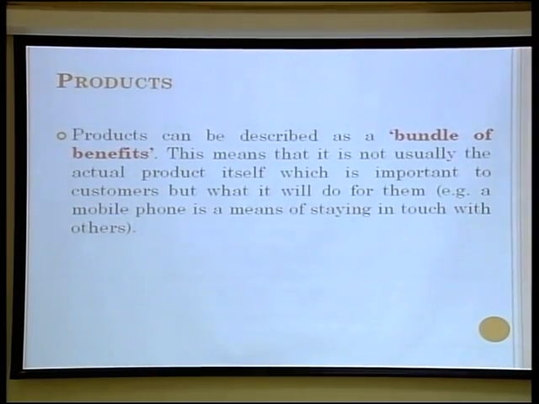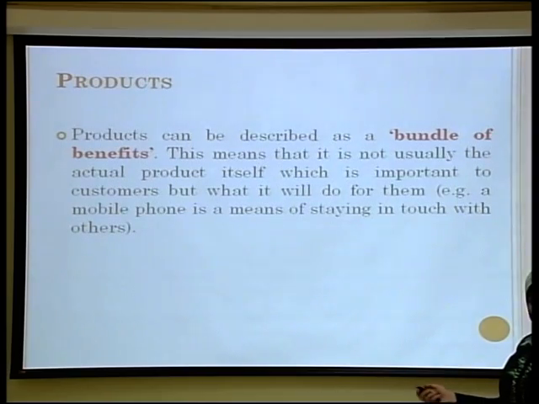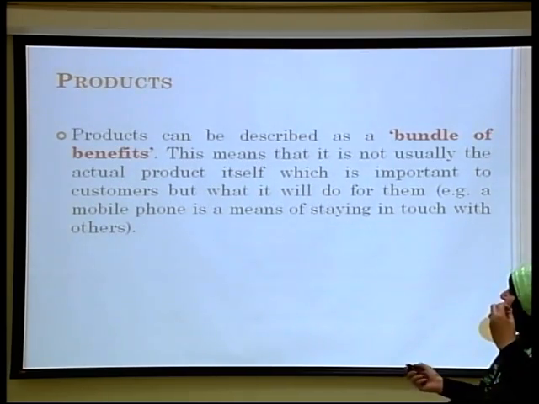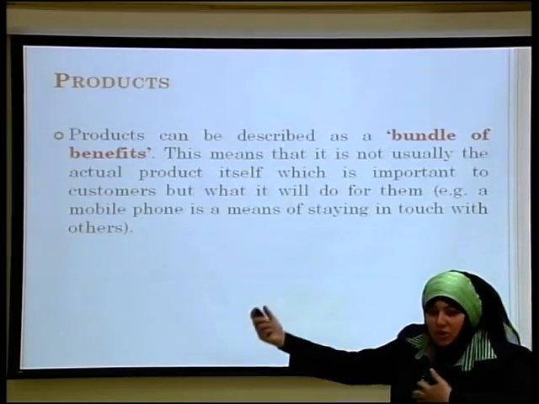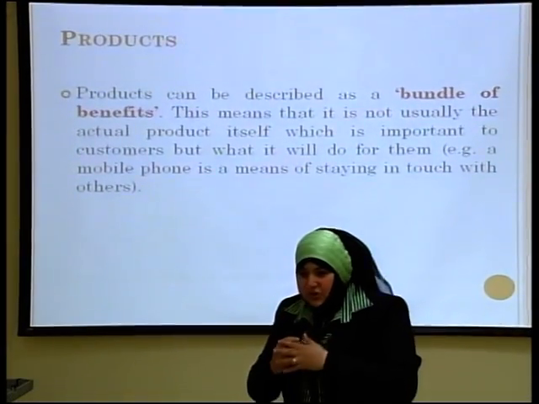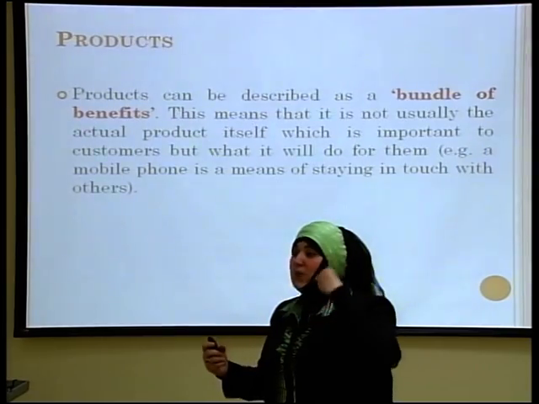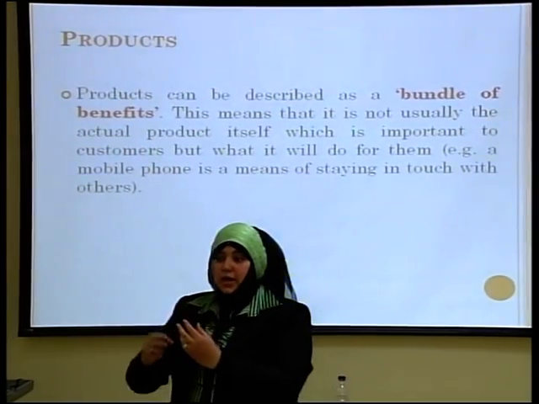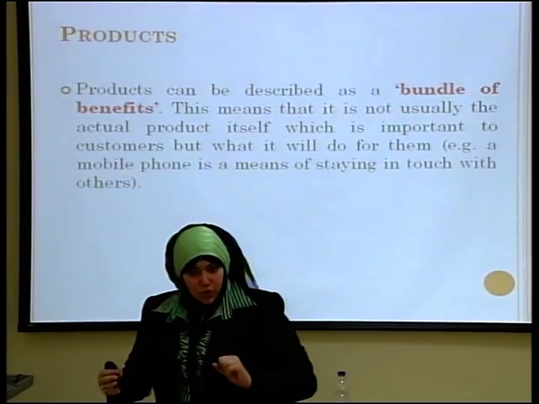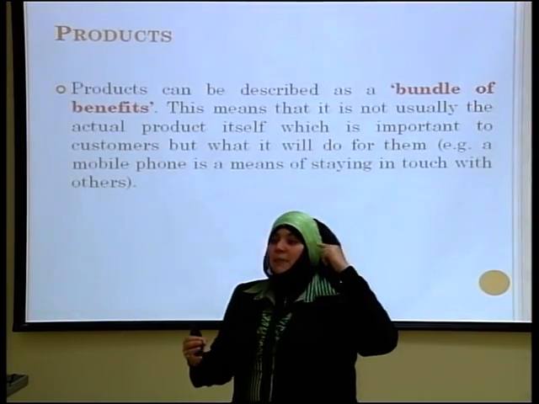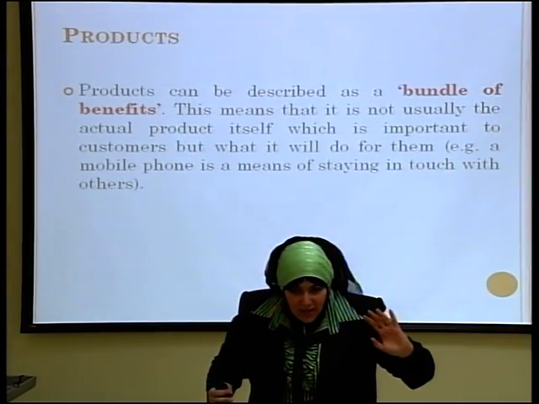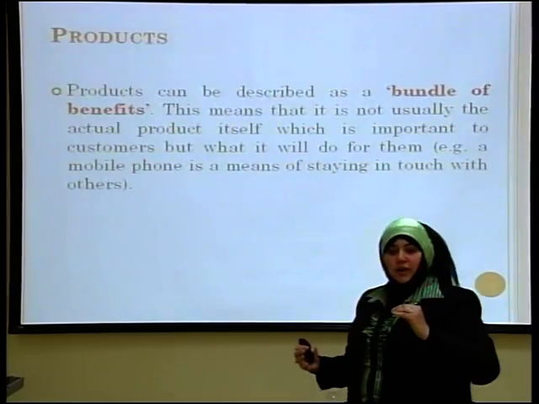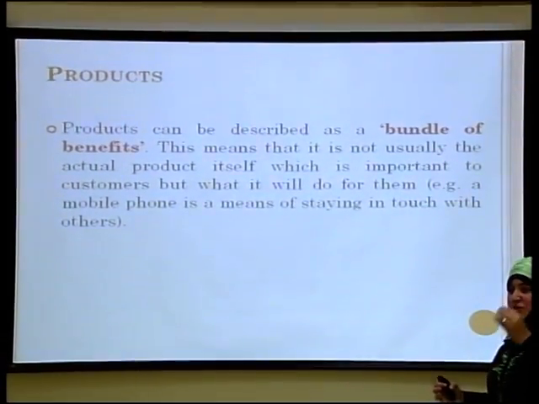This is what we care about. For example, the mobile phone: it's not about the physical shape of the mobile phone, it's about thinking of the mobile phone as a means of staying in touch with others, with friends, with family, with partners, and so on. Okay? So this is how we should think. When you, as a marketeer, decide to offer a specific product to your customers, you need to think about the benefits that this product will provide them with, okay?